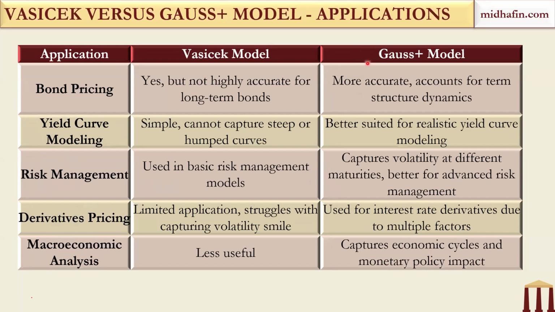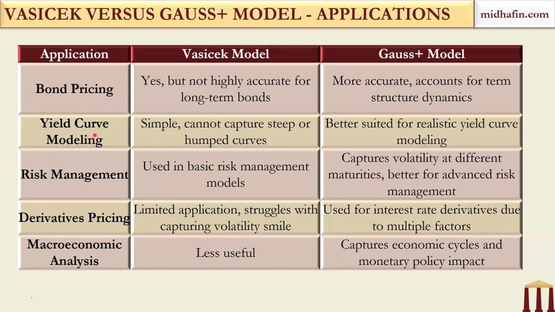And finally, in terms of applications, let's compare. Since we have explored the features and the dynamics, let's also compare in terms of applications. So the Vasicek model and Gauss Plus both are used in bond pricing. The Vasicek model can price bonds, yes, but it's not very accurate for long-term bonds because of its limitation. Whereas the Gauss Plus model is better suited for more accurate pricing, you can say.